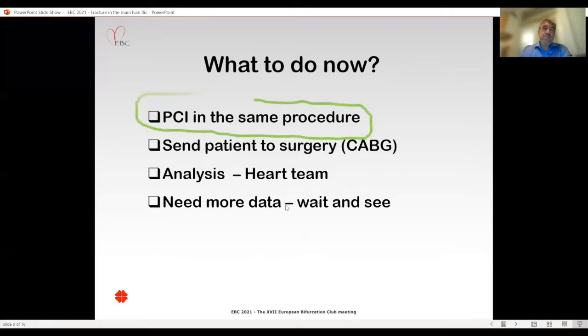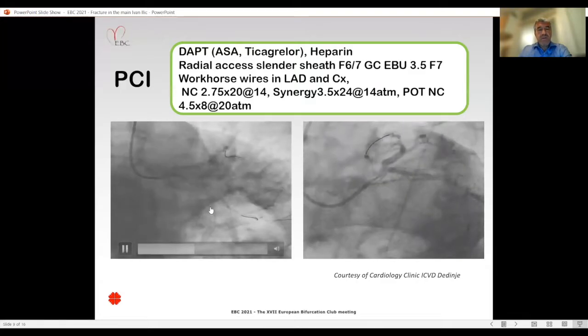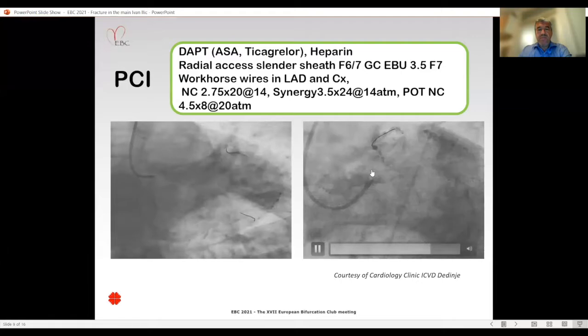We decided to do the PCI in the same procedure, and we pre-treated the patient with DAPT, used a radial access, and placed workhorse wires in LAD and circ, pre-dilated the left main and LAD with a non-compliant 2.75 balloon, and then implanted a Synergy 3.5 x 24 stent. The POT was done using a 4.5 NC short balloon. And the result was relatively okay regarding proximal LAD.